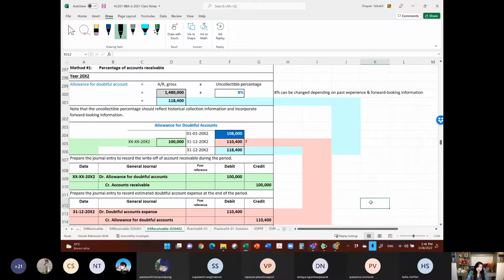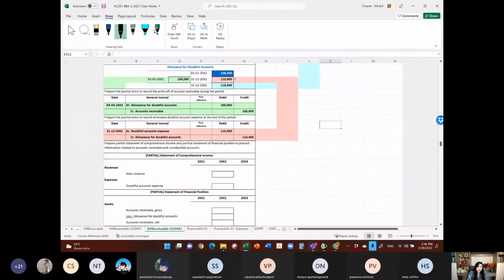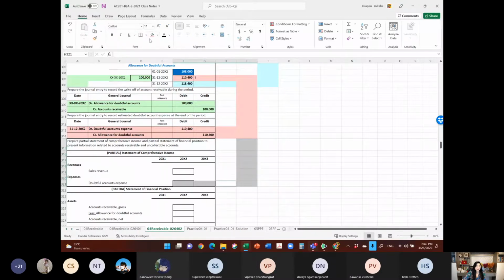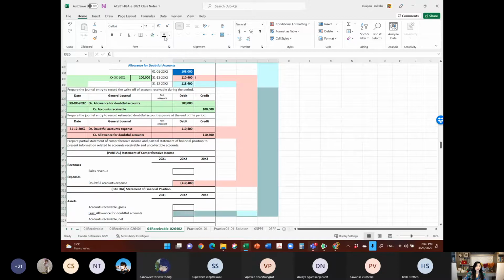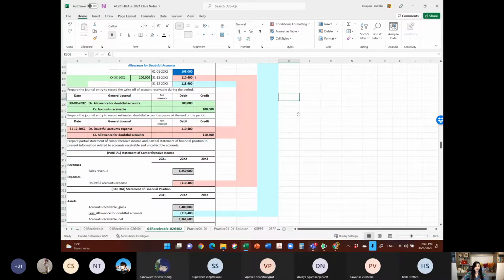All right, so hope that you finish up with the notes here. So let me show you the numbers that will be presented on the financial statements. So this expense will then be presented on the statement of comprehensive income. Okay, and the allowance at the end will be presented on the statement of financial position. And for the sales revenue and the accounts receivable, you are given that information.